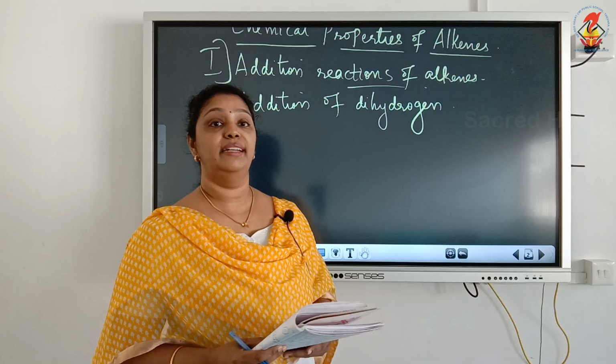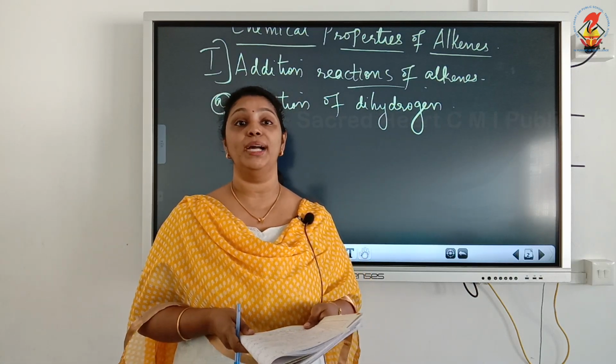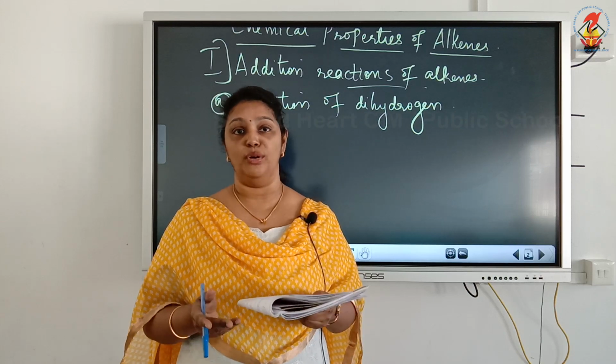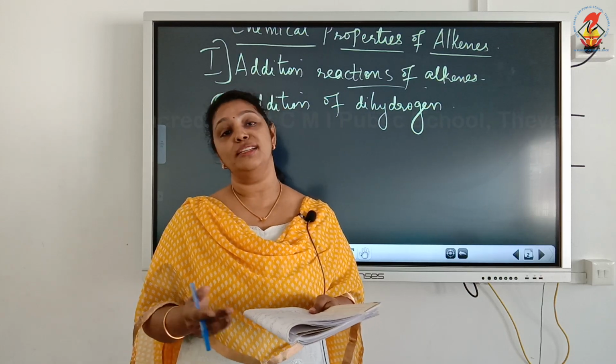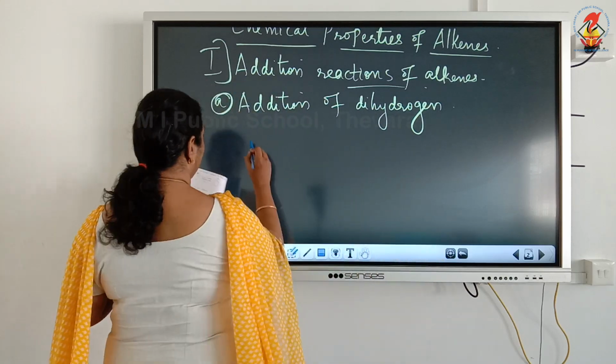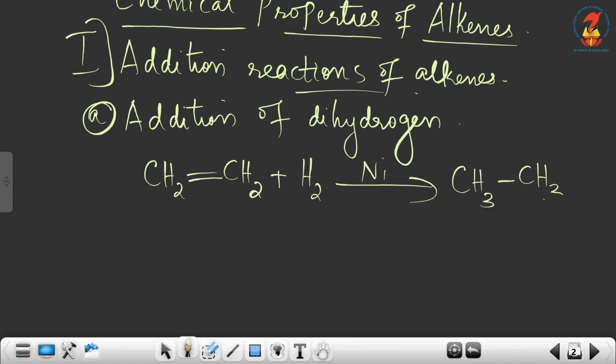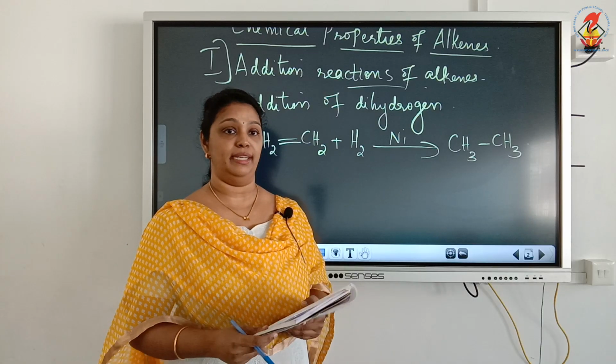That is, the dihydrogen will add to alkene in presence of finely divided catalysts like platinum, palladium or nickel, and alkane is obtained as the product. So, let us write one example for this. The example is ethene, CH2 double bond CH2, plus hydrogen in presence of catalyst nickel. The double bond breaks and hydrogen adds to double bonded carbon. So, we get CH3 single bond CH3, that is ethane, as the product.